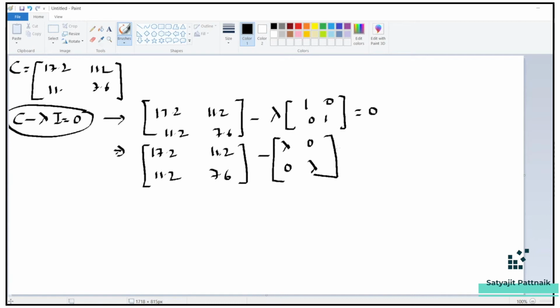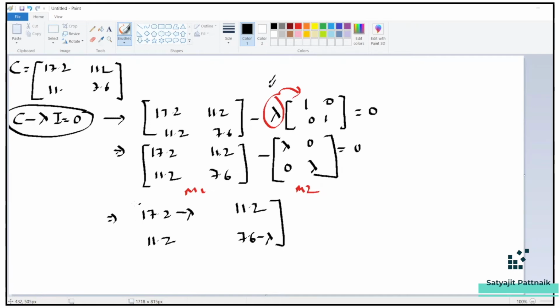So you know matrix multiplication, right? Because lambda is a constant value, and the constant is multiplied to a matrix, it will be multiplied to each and every element. Similarly, now it's matrix 1 and matrix 2, so we are doing matrix 1 minus matrix 2. It will be very straightforward: [17.2 minus lambda, 11.2; 11.2, 7.6 minus lambda]. This becomes my new matrix, and this equals 0.